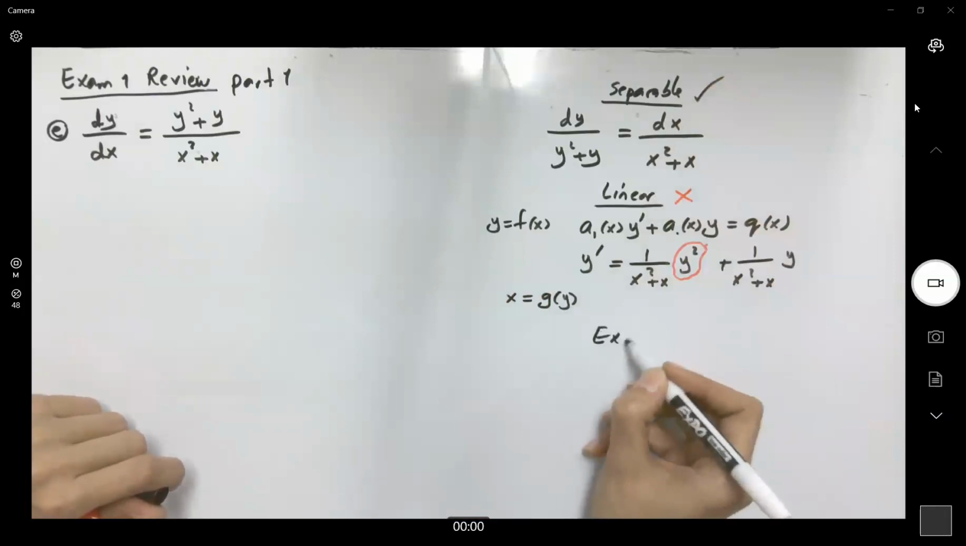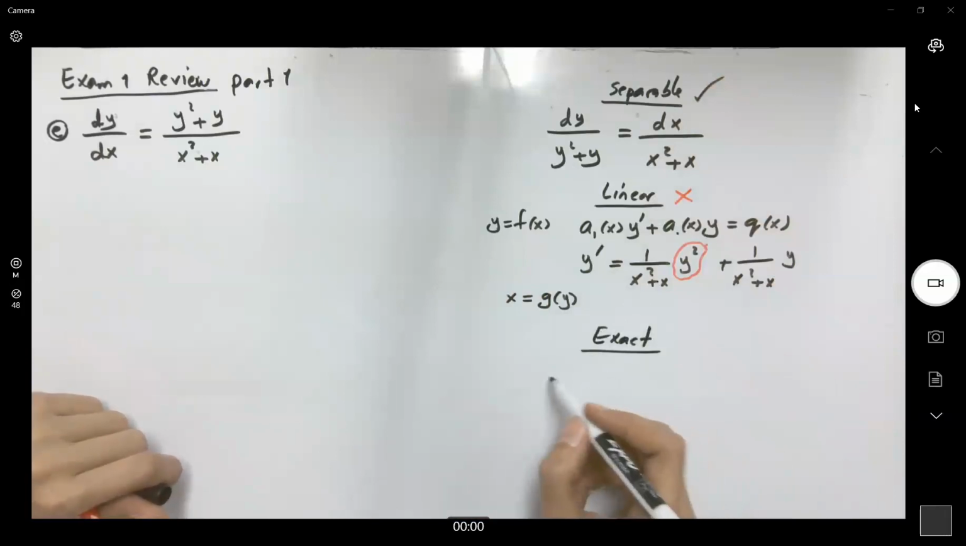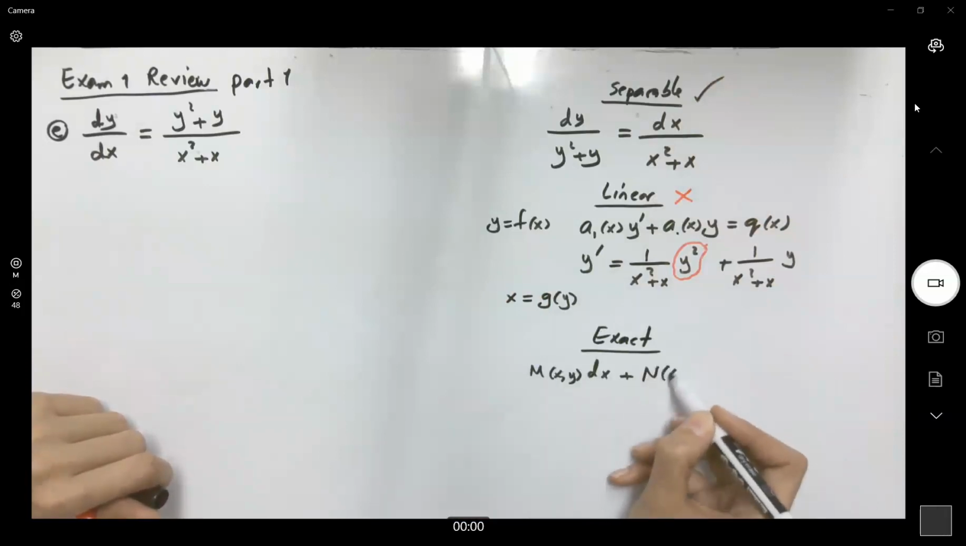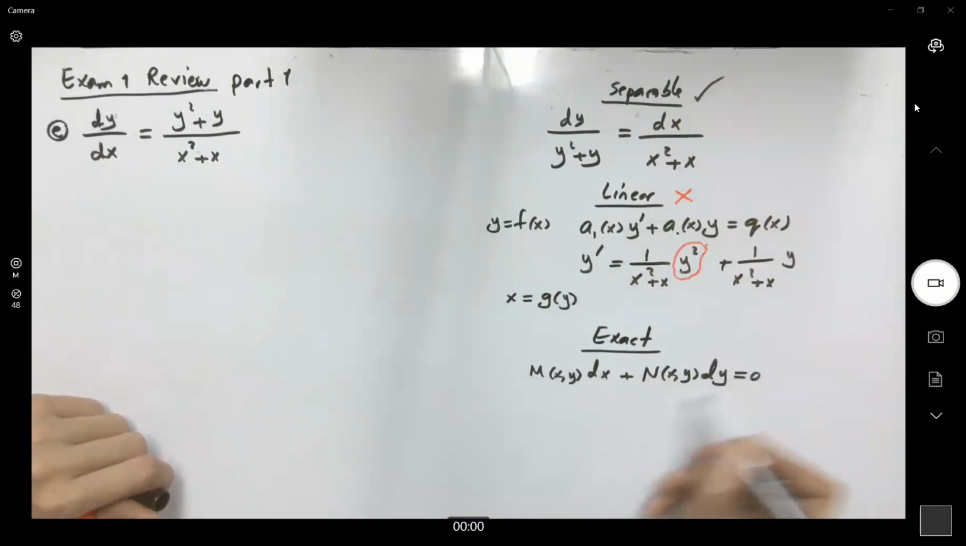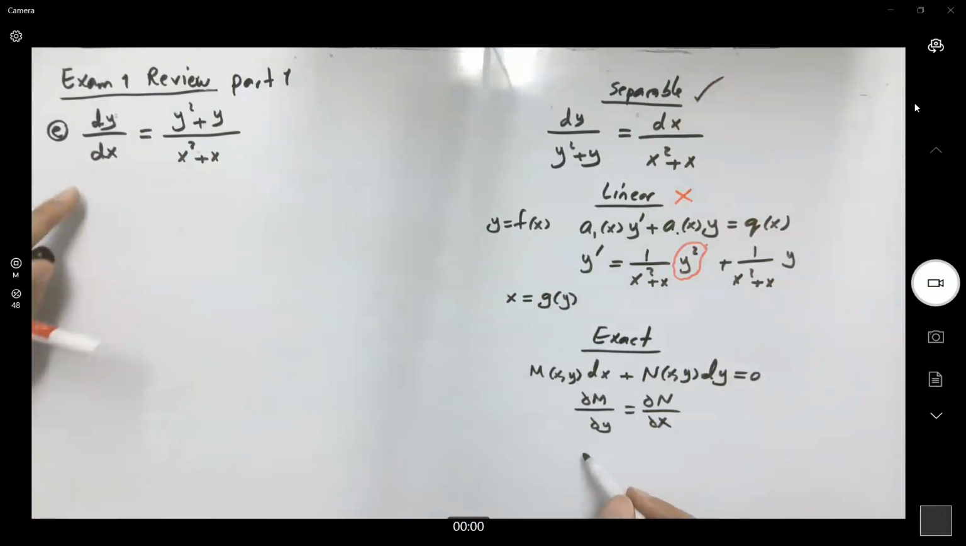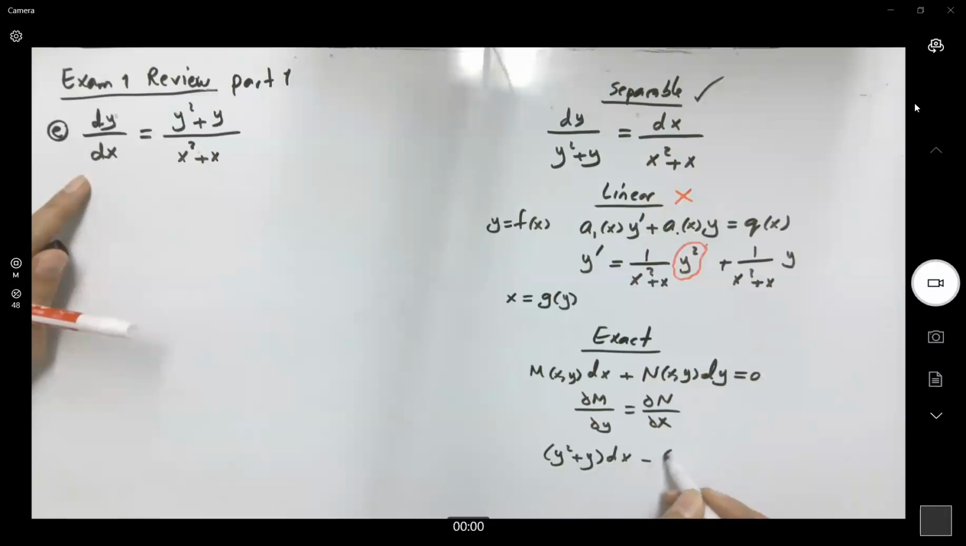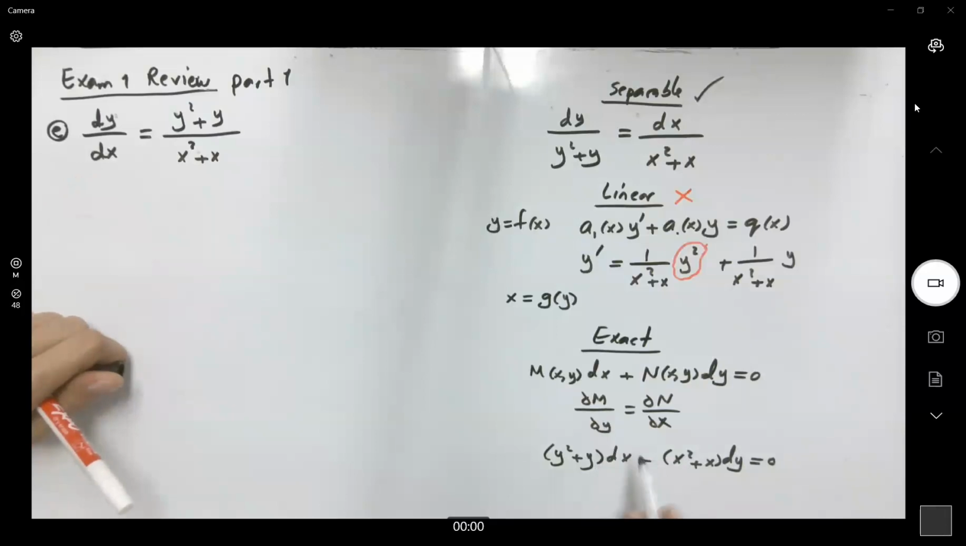Let's check to see if it's exact or not. To be exact, we need to have the definition satisfied. First, write it in differential form, then check to see if the partial derivative of M with respect to y is equal to the partial derivative of N with respect to x. Well, here you have (y squared plus y) dx minus (x squared plus x) dy equals 0. With respect to y, you get 2y plus 1. With respect to x, you get negative 2x plus 1. Obviously, they are not equal to each other.